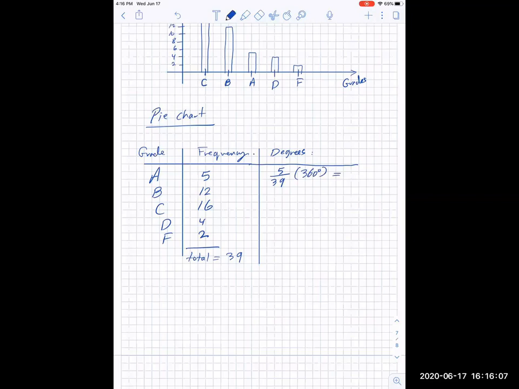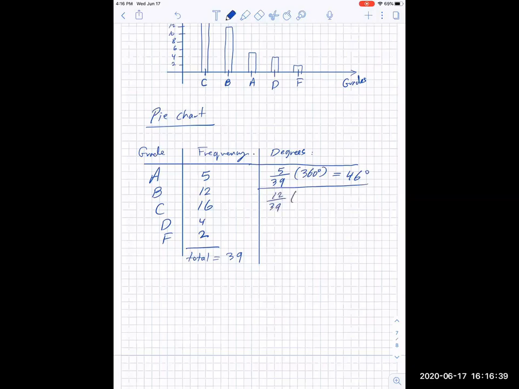Where did this 360 degrees come from? Actually, because we're gonna draw a circle and the circle contains 360 degrees. So 5 over 39 times 360. That will give me approximately, I'm gonna round to the nearest degree, 46 degrees for the first category.